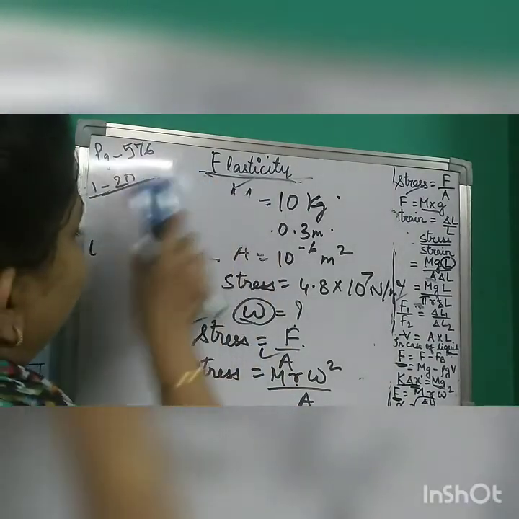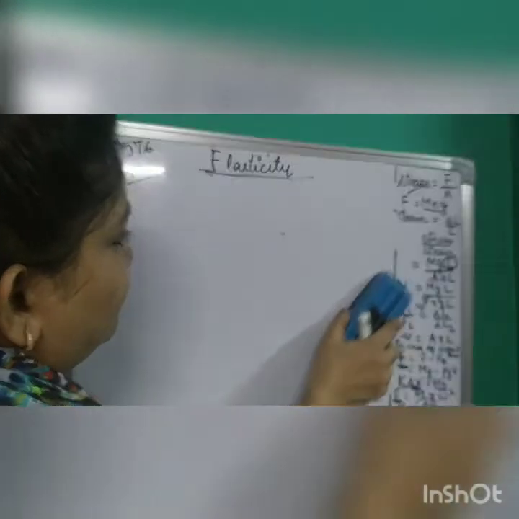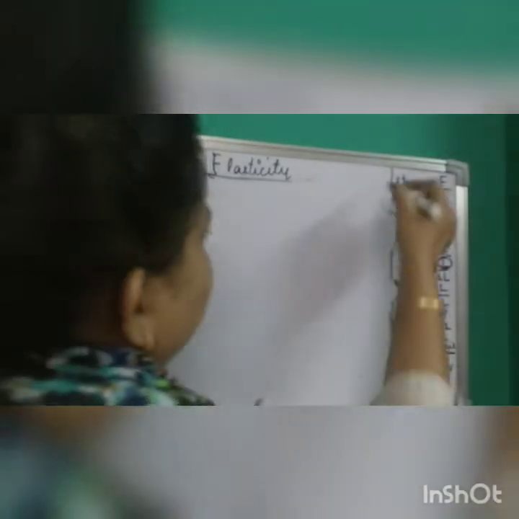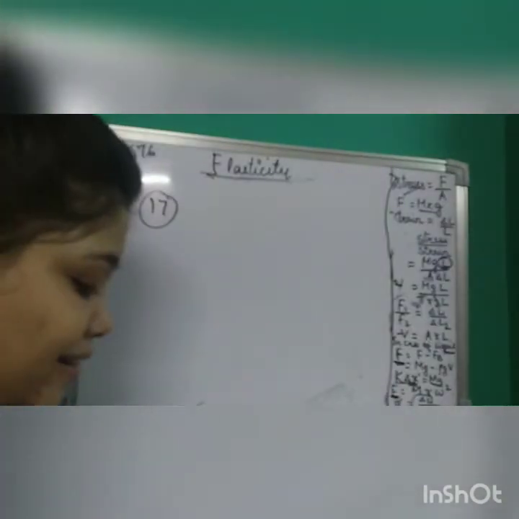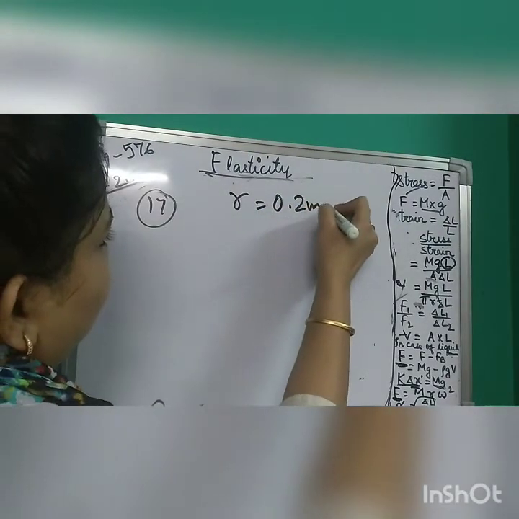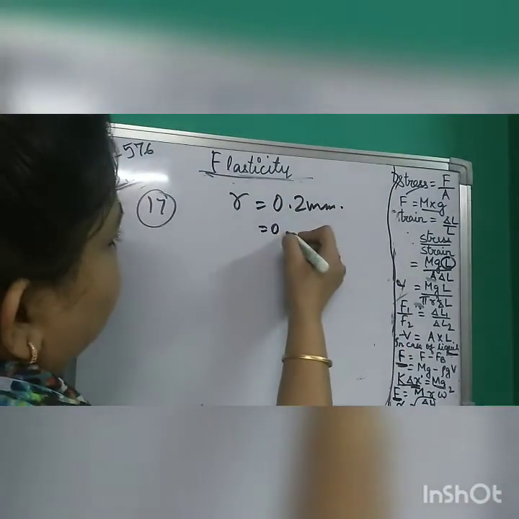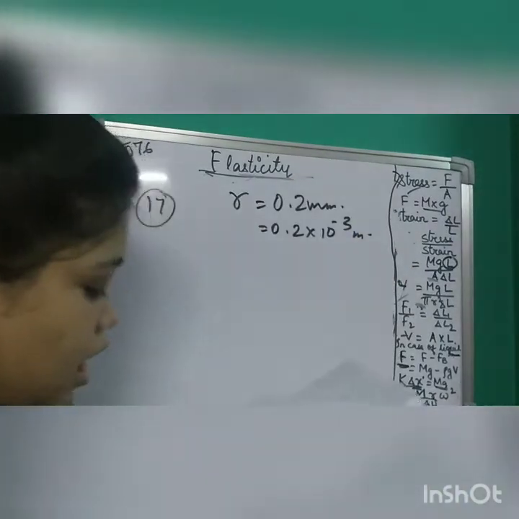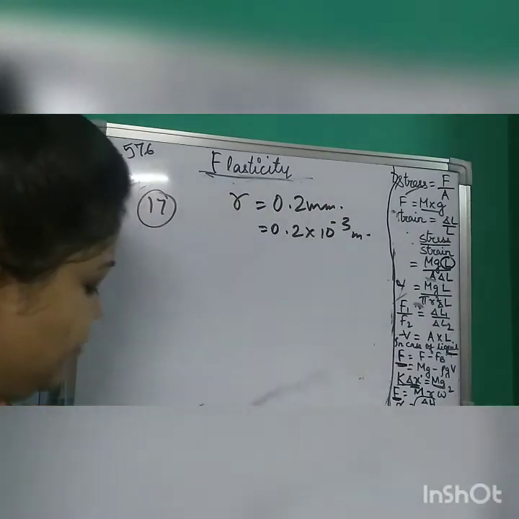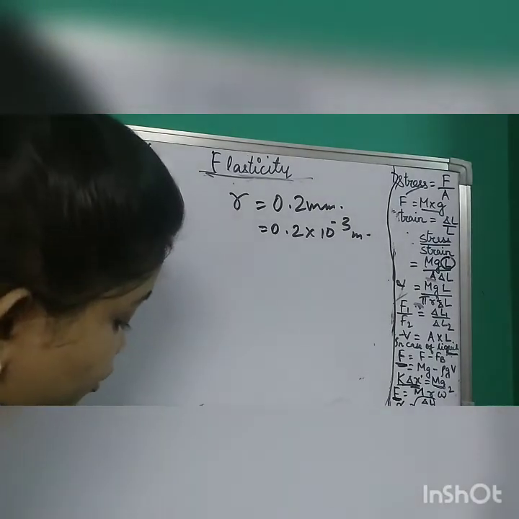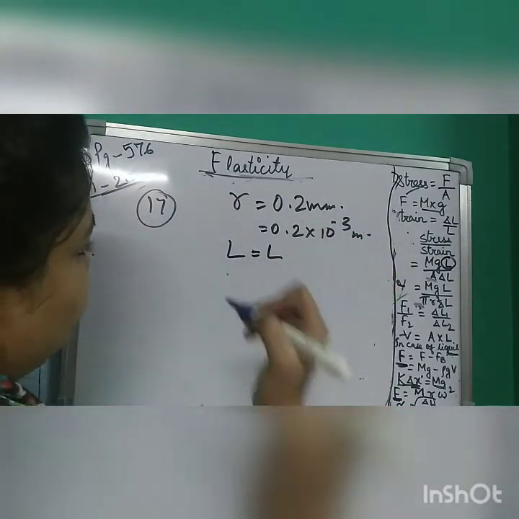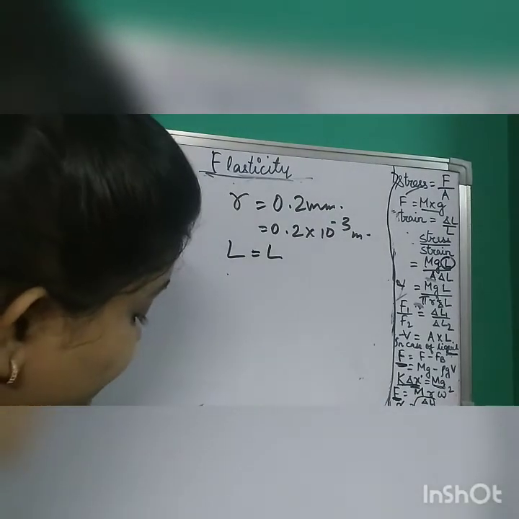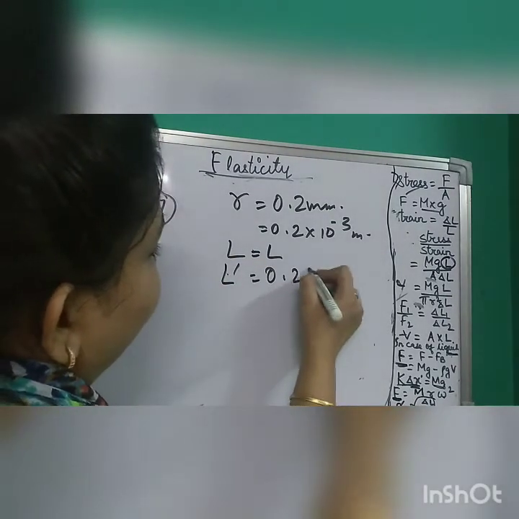Now let us do sum number 17. What is 17 telling us? A metallic wire has a radius R given as 0.2 millimeter. Let us convert millimeter into meter, into 10 to the power minus 3 meter. How much force is required to have an increase of 0.2% in its length? If I take the original length as L, the 0.2% increase means L dash will be 0.2L.